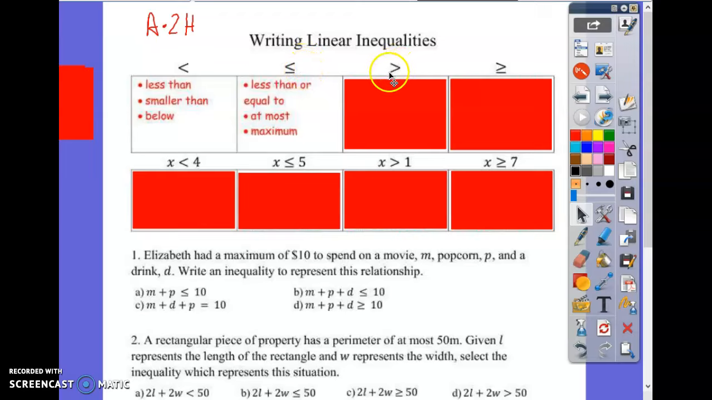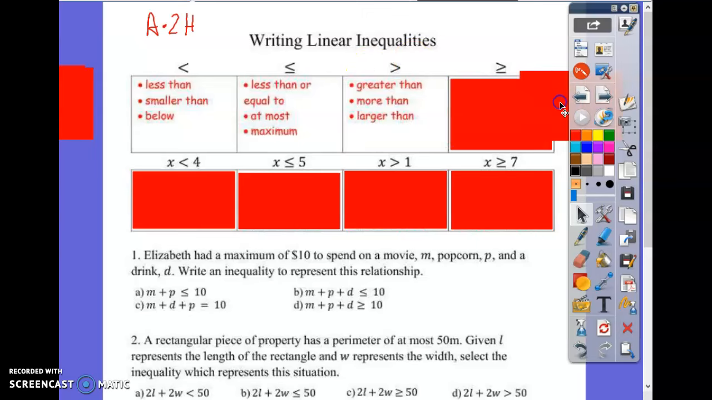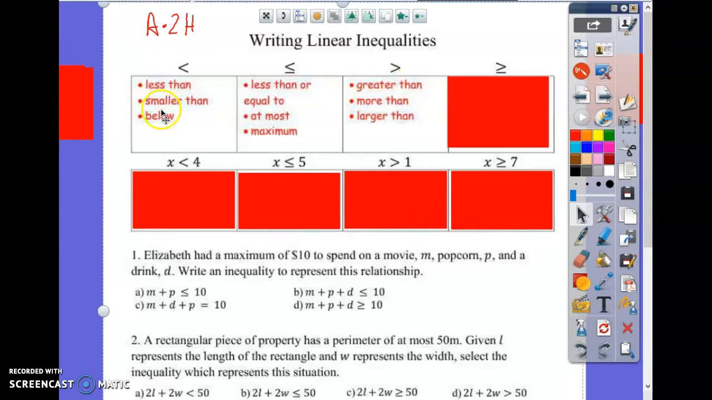If it's flipped and the bigger side is pointing to the left, then this number is bigger than this number. So that's called greater than, more than, or larger than. So it's the opposite words of these right here. Write those down. And if I go too fast, you can always just pause the video so that you can write everything down.